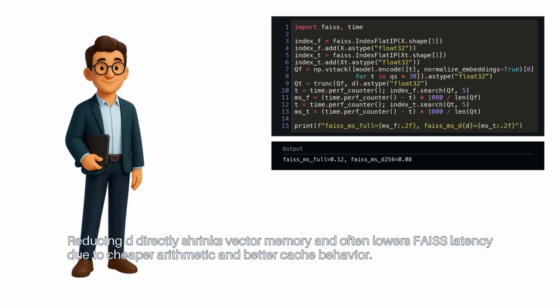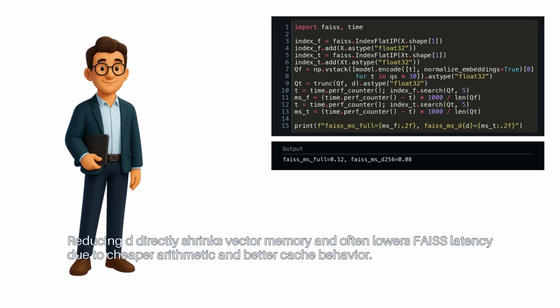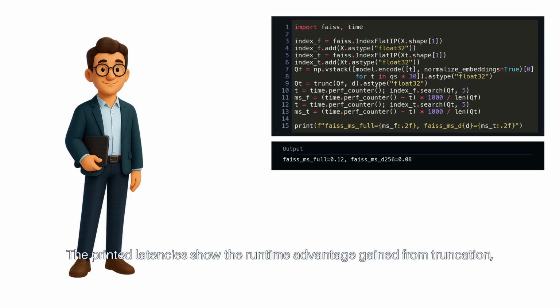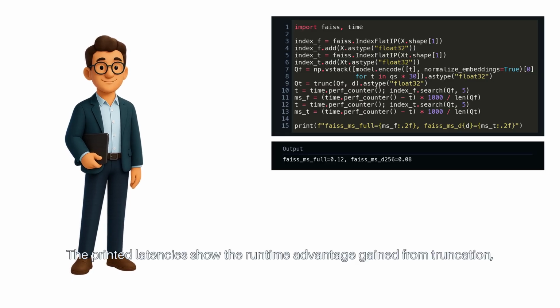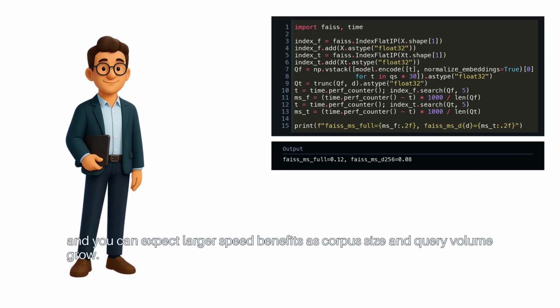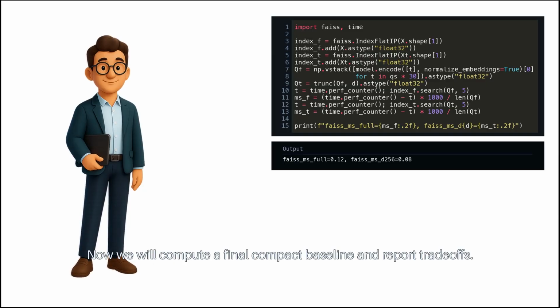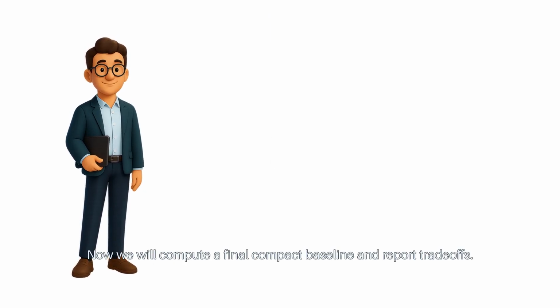Reducing d directly shrinks vector memory and often lowers FAISS latency due to cheaper arithmetic and better cache behavior. The printed latencies show the runtime advantage gained from truncation, and you can expect larger speed benefits as corpus size and query volume grow. Now we will compute a final compact baseline and report trade-offs.